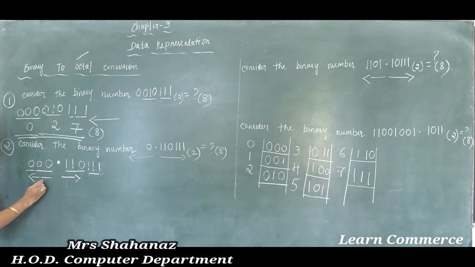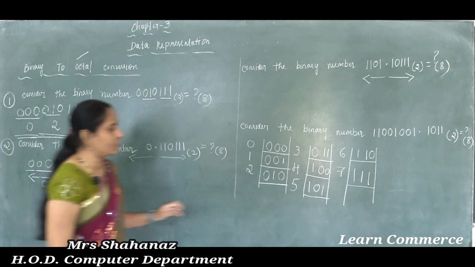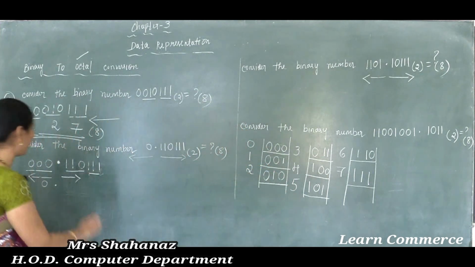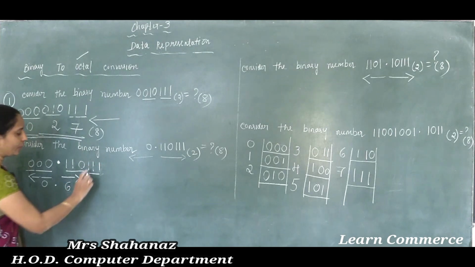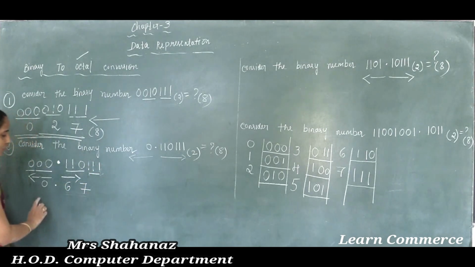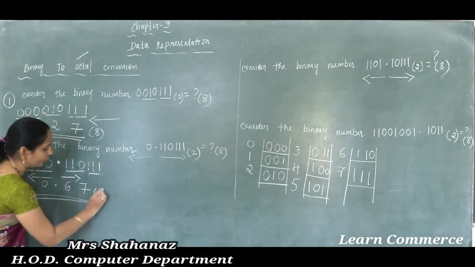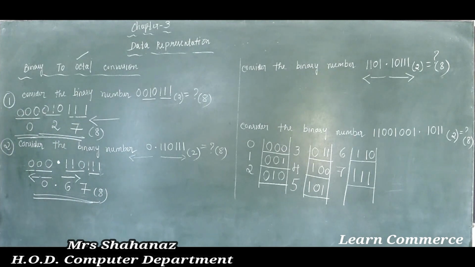So now let's see, what's the answer? The answer is 0 point. Now let's take 110. What about the 110? So here 110 the value is 6 and 111 the value is 7. So we can say that the answer is 0.067 and we converted to octal 0.67. So clear this point here.